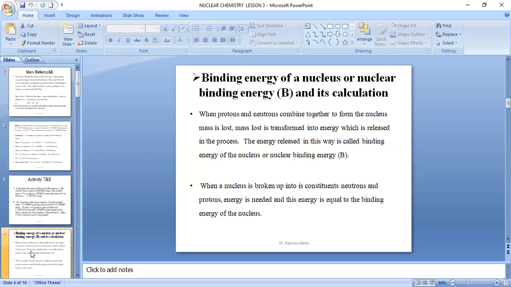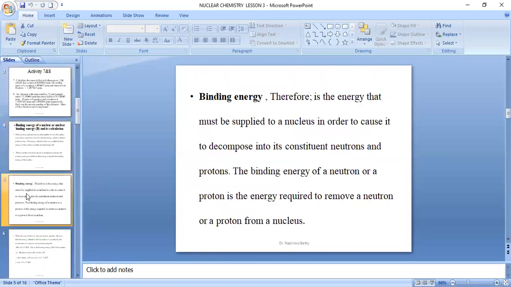So another factor was binding energy. When protons and neutrons combine together to form the nucleus, mass is lost. This mass lost is transformed into energy, which is released in the process. The energy released in this way is called the binding energy of the nucleus, or nuclear binding energy. And when the nucleus is broken up into its constituent neutrons and protons, energy is needed. This energy is equal to the binding energy.